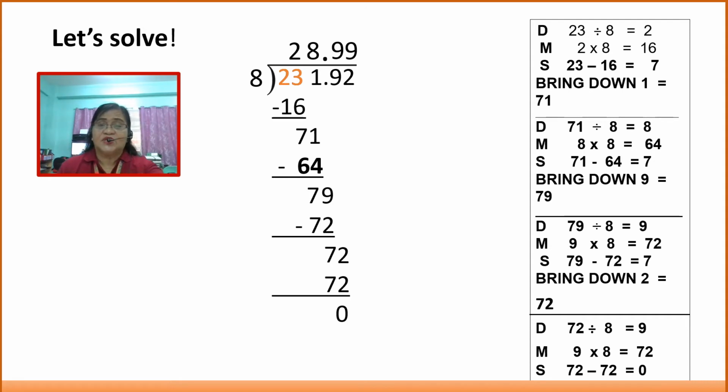So what kind of decimal quotients do we have? 28 and 92 hundredths is an example of terminating quotients because we have 0 as our remainder. Get it?